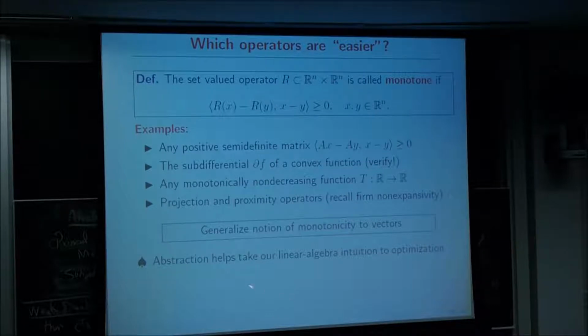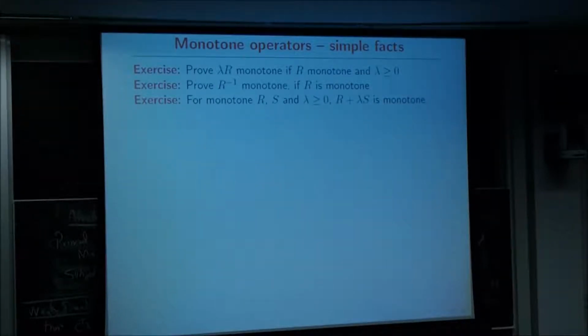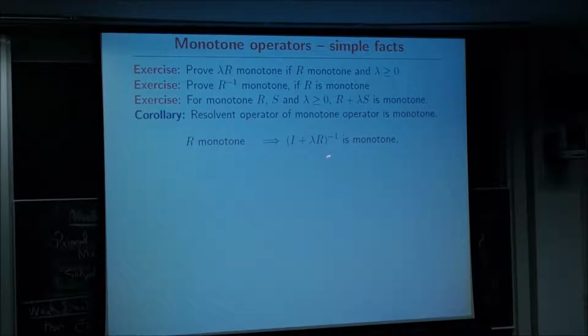The abstraction essentially has been, people started first playing with semi-definite matrices, then they went to subdifferentials, and they tried to build on that intuition, and they saw that this monotonicity property is really important, but it's just another way of saying the function is convex. So now let's first easily establish that if R is monotone, then its resolvent is also monotone.